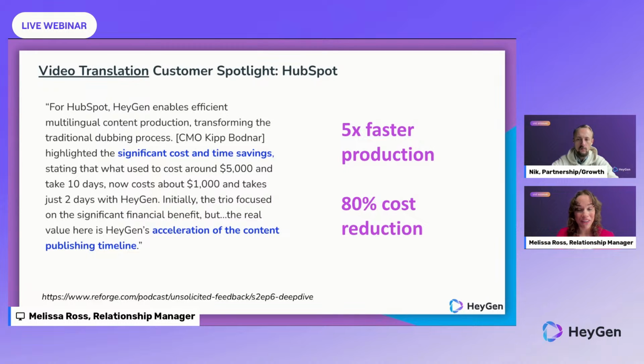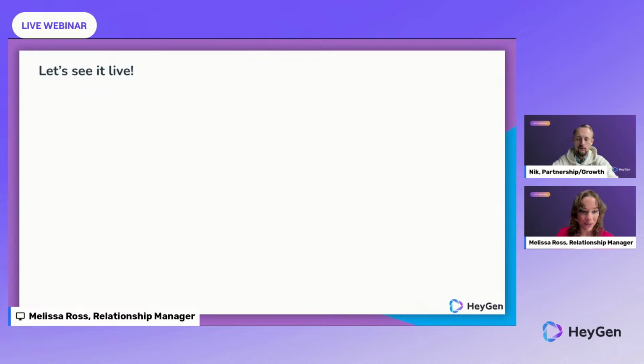One of my favorite customers, HubSpot, actually uses HeyGen video translation with some absolutely incredible results. They've not only saved a ton of time and money, which is obviously very important, but their CMO, Kip Bodner, also highlighted the impact that being able to publish more content faster has had on their marketing engine. So with that, we can hop back over into the product and give you a quick look at what that looks like in action.